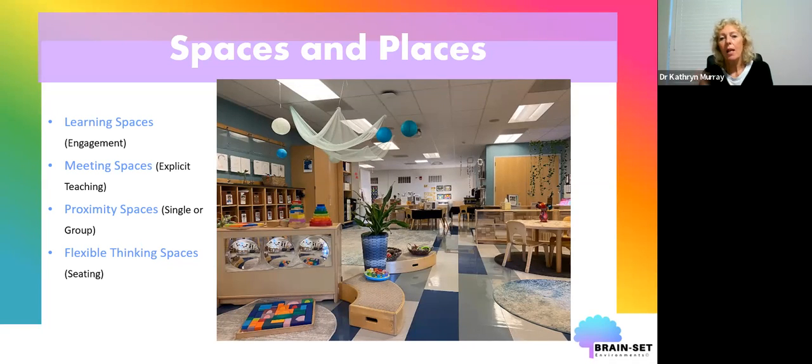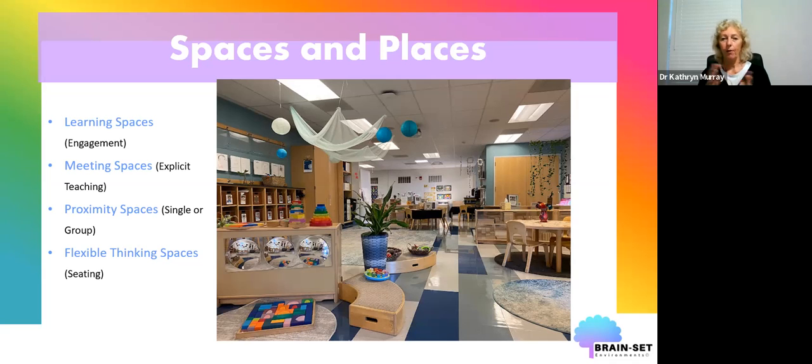So you can see that there's a range of different spaces and places that have been developed in this room. You can see that there are learning spaces. On the right-hand side where the tables and chairs are, you can see that there's the meeting space. In the round mat near where that plant is, that's the explicit teaching area. There's proximity spaces for a single child or a small group of children at the front here where that puzzle is on the floor. And flexible seating, they can sit on those boxes, they can sit on the floor, they can sit on the chairs. And toward the back, there's a standing area as well where children can stand and do their work.